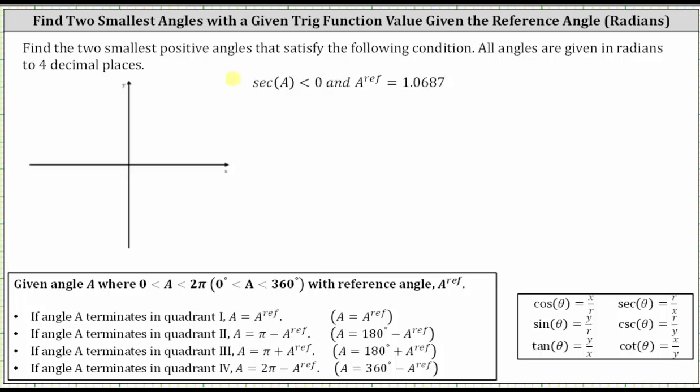We're asked to find the two smallest positive angles that satisfy the following condition. Secant A is less than 0, and the reference angle for angle A is equal to 1.0687 radians.